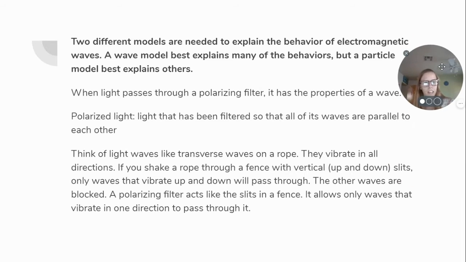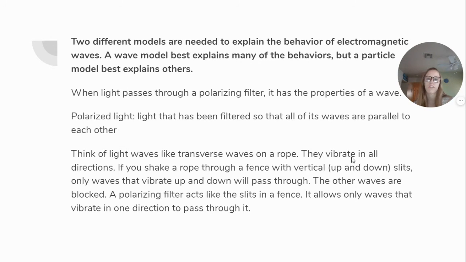Two different models are needed to explain the behavior of electromagnetic waves. A wave model best explains many of the behaviors, but a particle model best explains others. So when light passes through a polarizing filter, it has the properties of a wave. Polarized light is light that has been filtered so that all of its waves are parallel to each other.